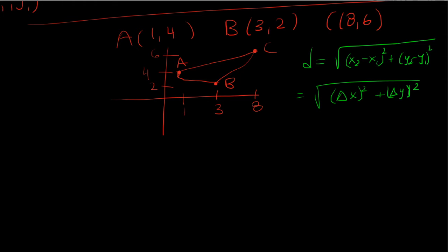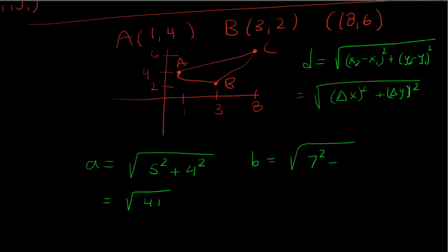So let's see, let's find A first. A was the length of BC. So we go from 3 to 8 in the x, that's a change of 5. And then the y goes from 2 to 6, so that's a change in 4. So this is square root 41. B, we said, is the length AC. So A goes from 1 to 8 in the x, so that's a change in 7. And then 4 to 6 in the y, so that's a change in 2. So this is square root 53.